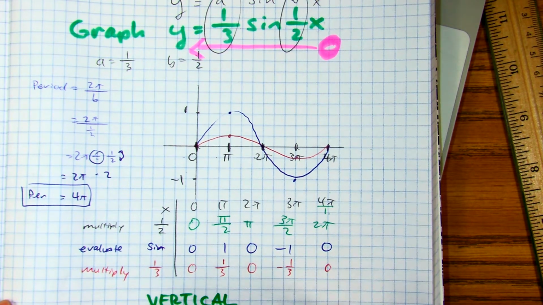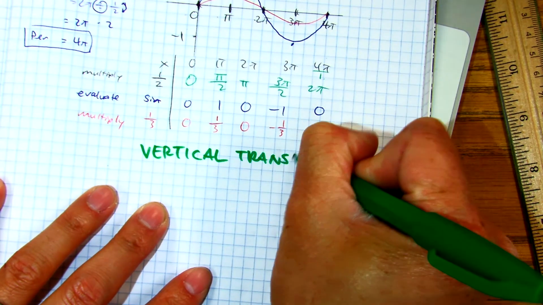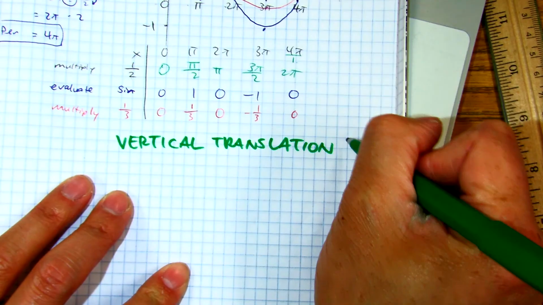Alright, let's take some notes on vertical translation. Class, what letter? D, the last one.